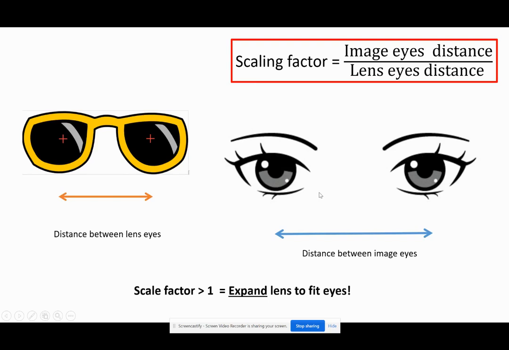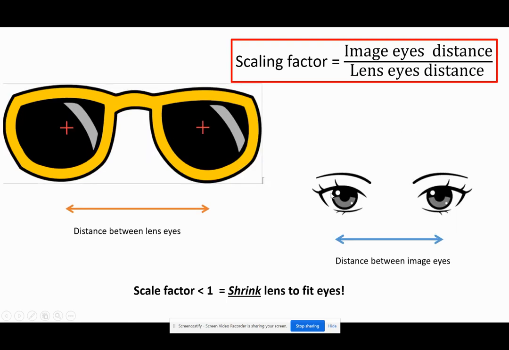What happens if you're in a situation where the eyes in the image are bigger than the lens? Well, then you do the reverse, right? And you can see how the formula works out. You compute the distance between the lens eyes in the initial case. If that distance is less than the distance between the image eyes, you need to zoom it or basically expand the lens to fit the eyes in a proper way. And this ratio, the scale factor, which is the image eyes distance divided by the lens eyes distance, will in that case be greater than 1. So in both cases, if the lens has to be expanded or if the lens has to be shrunk down, this formula tells you the scale factor.